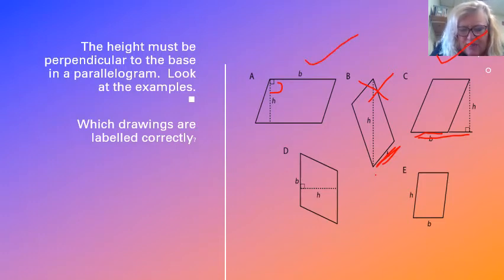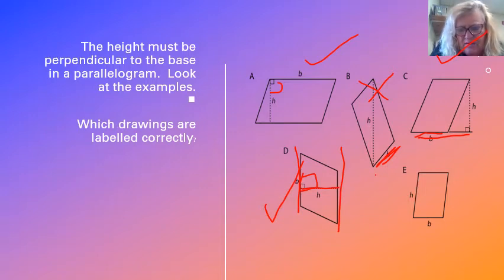Letter D, that parallelogram, the base was chosen here, and then the height, yes, is perpendicular, straight up, across, connecting those two parallel lines. See, there's your parallelogram. And when we connect those two parallel lines, it forms a perpendicular. Notice it forms a square in the corner. That's what a perpendicular line is. So that one is correct.